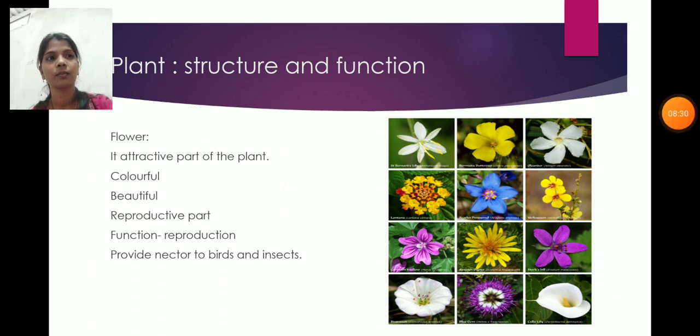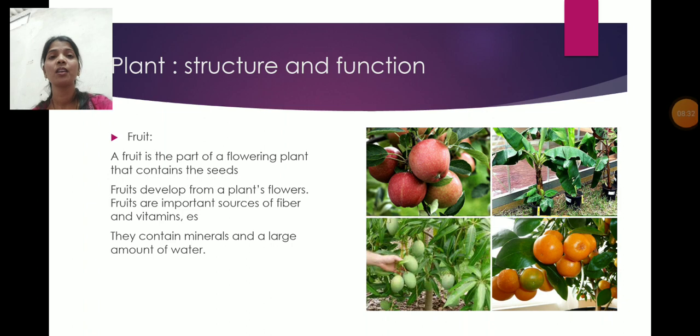Now, last but not the least part of the plant is the fruit. It is the part of the flowering plant that contains the seeds. Fruits develop from a plant's flower, and they are the most important source of fibers and vitamins, especially vitamin C. They also contain minerals and a large amount of water.